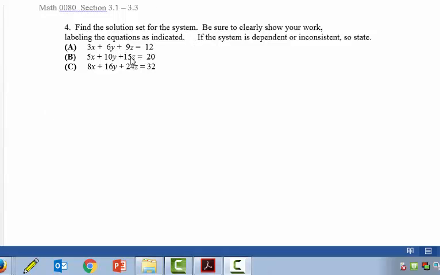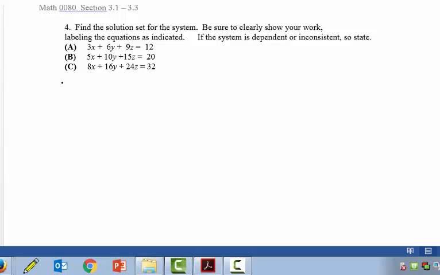All right, let's take a look at solving this three-variable, three-equation system. We want to find the solution set for the system, show our work clearly, and label the equations as indicated. If the system is dependent or consistent, we want to say so.